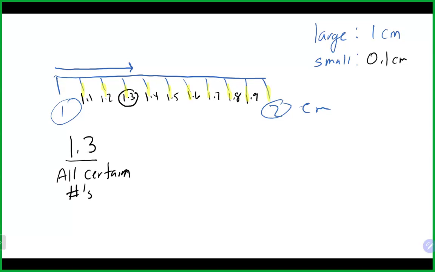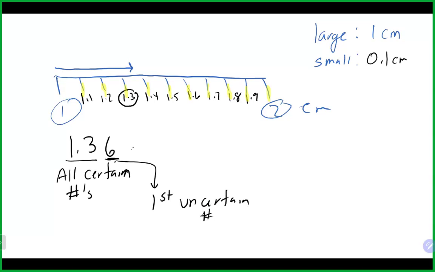So this is where we talk about uncertainty, and this is where the estimation has to come into play. I may look at it and go, to me, it looks slightly over halfway there to the next marking. Maybe it's 6. Somebody else may look at it and think it's more like halfway, maybe a 5. Maybe it's closer to the other side, like an 8 or a 9. And that is where the uncertainty comes in. And this is what is referred to as the first uncertain number.